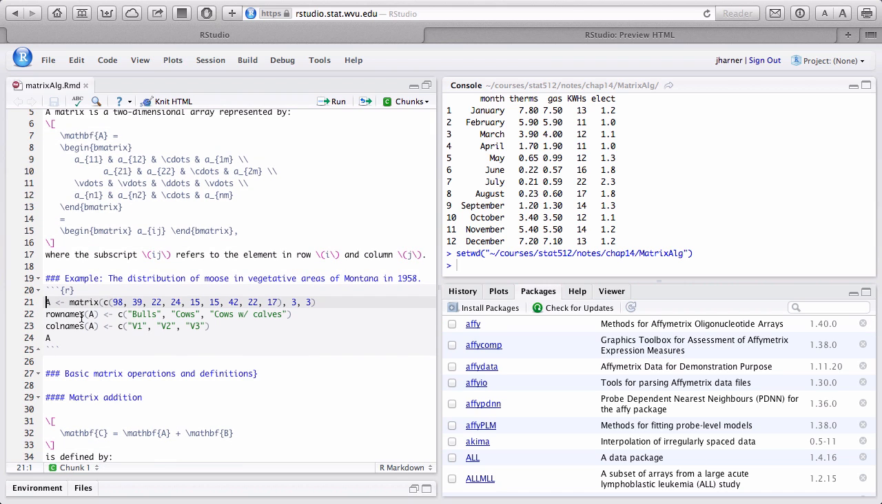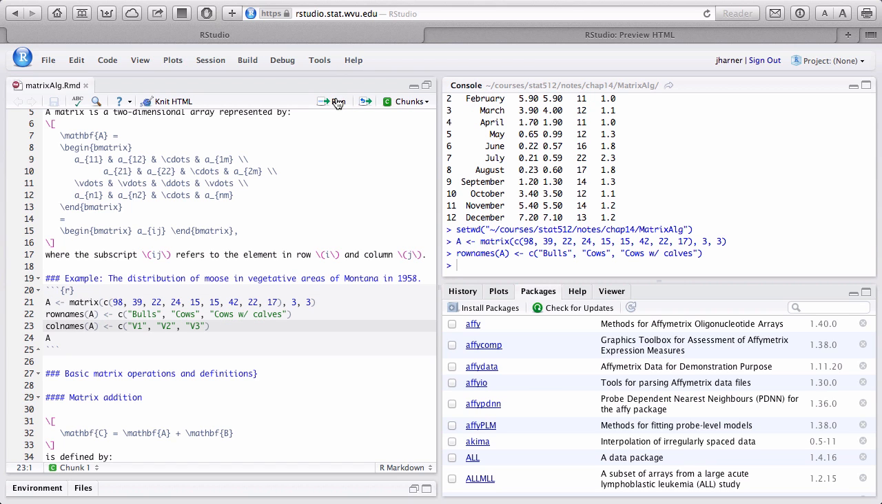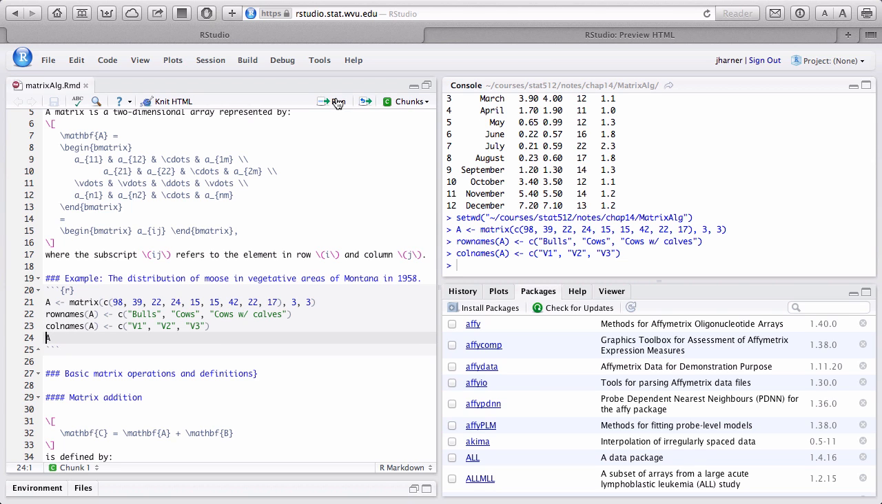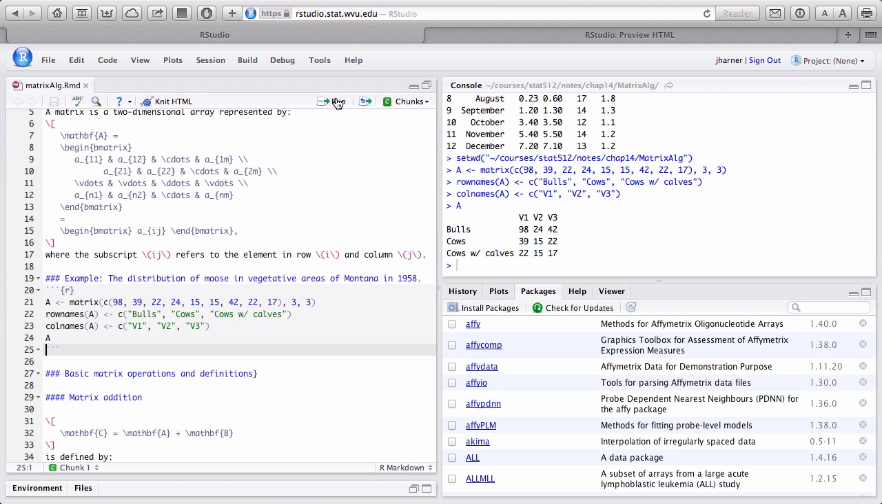If I define a matrix A, I can use the matrix command. I've said I want a matrix A with 3 rows and 3 columns. So the 3, 3 means 3 rows and 3 columns. So what does A look like? Well, I'm going to name the rows. This actually has to do with moose vegetative areas in Montana. And so I have bulls, cows, and cows with calves, and these are moose bulls and cows. And I'm going to name the variables V1, V2, and V3. That's what my matrix looks like. So I have bulls, cows, and cows with calves, and I have 3 vegetation variables. So that is my matrix A. I formed it with the matrix command.